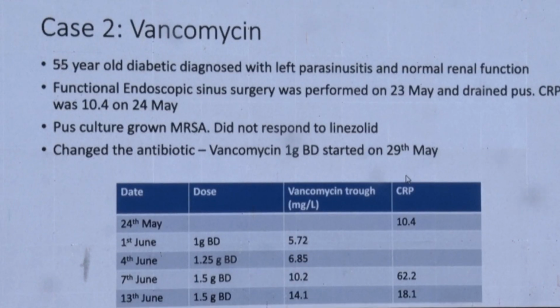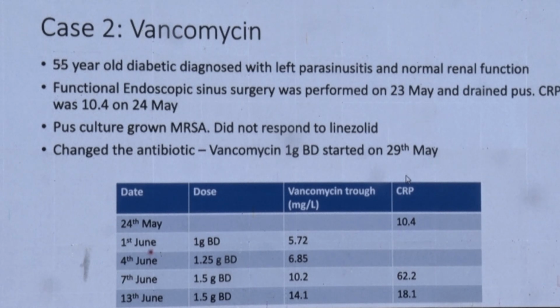And another example I would like to talk about is vancomycin. Here, a 55-year-old diabetic diagnosed with left parasinusitis and normal renal function. Functional endoscopic sinus surgery was performed on 23rd May and drained pus, and CRP was only 10.4 on 24th May. And pus culture grew MRSA, and the patient did not respond to linezolid. So therefore, they changed the antibiotic to vancomycin 1 gram BD. That is a normal dose to start with. It was started on 29th May.